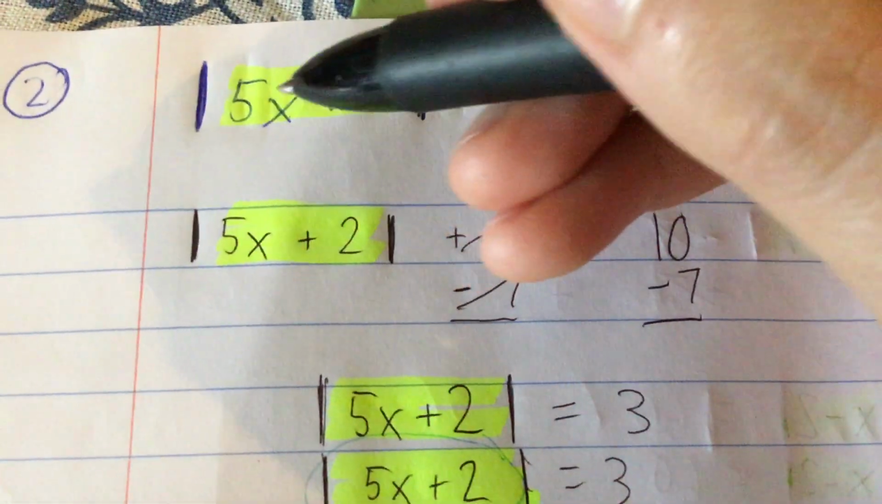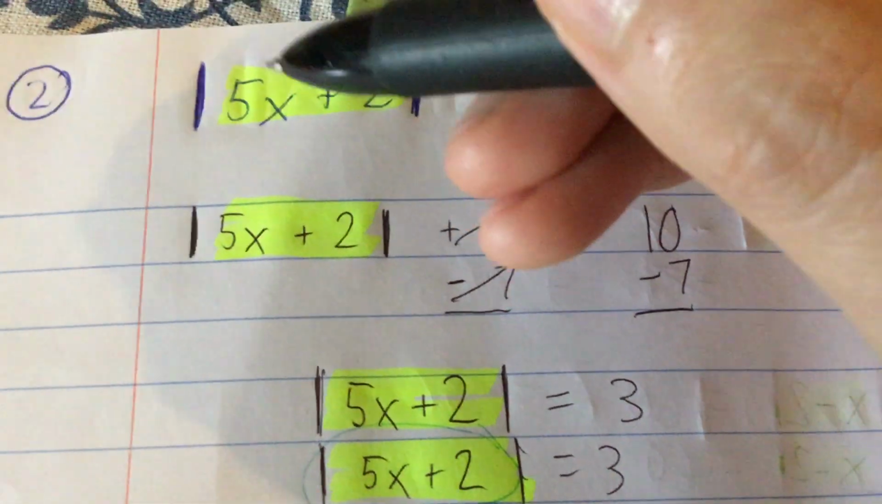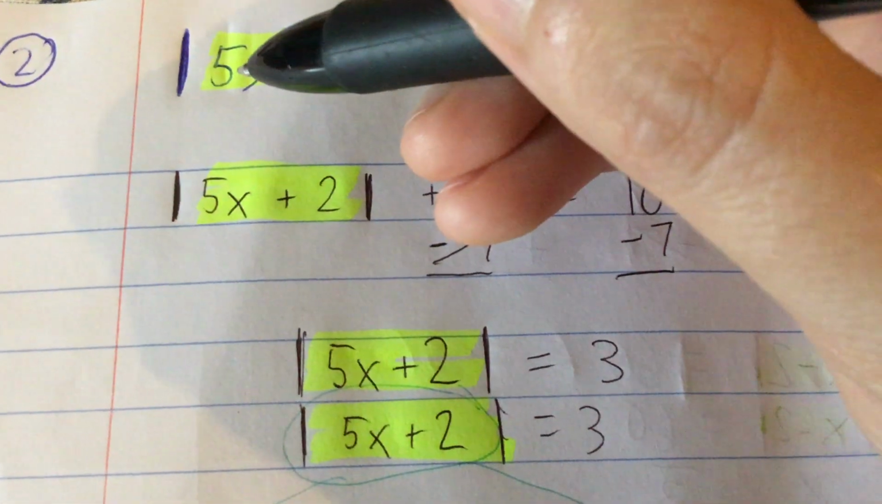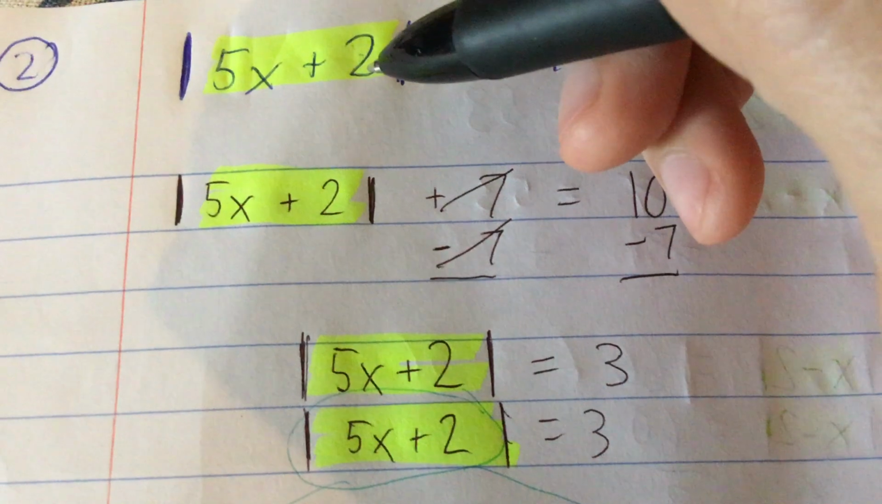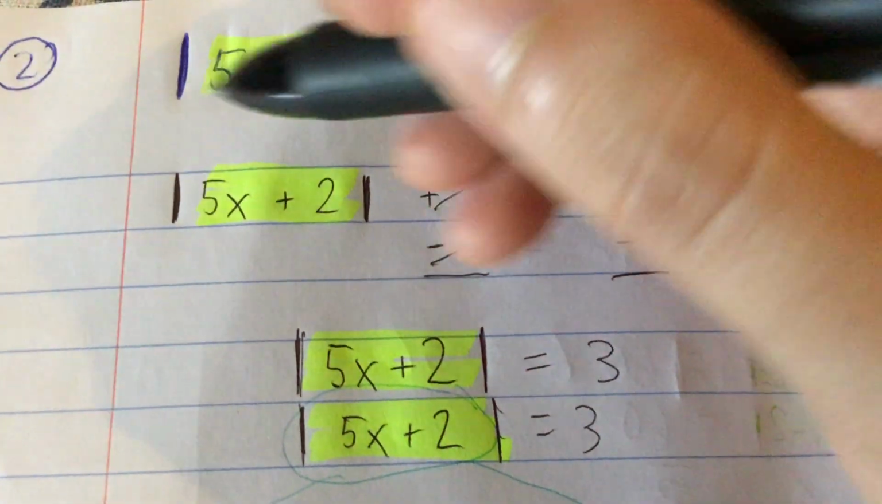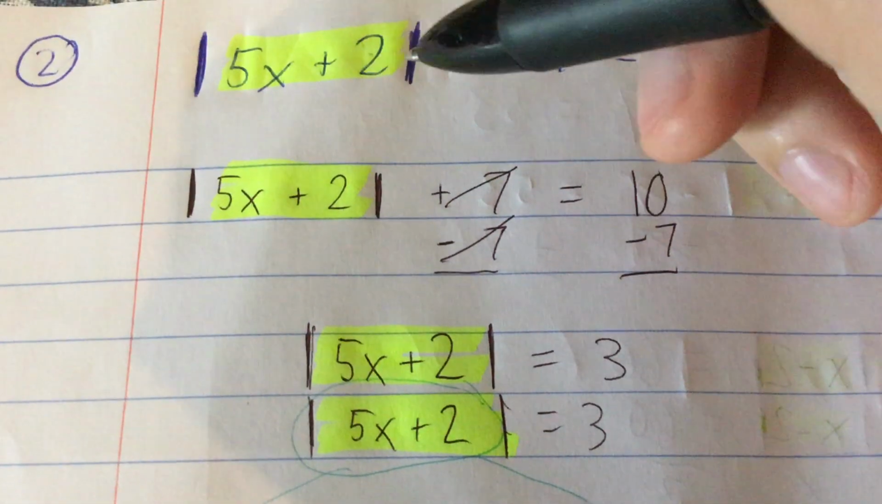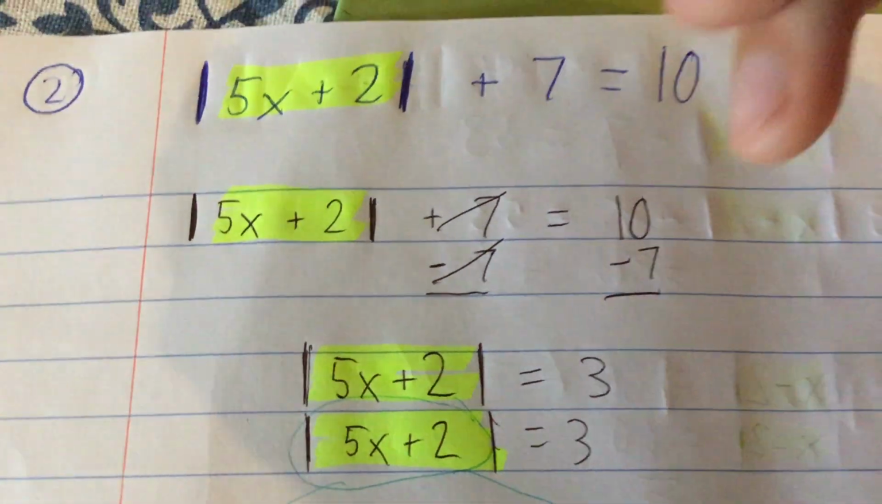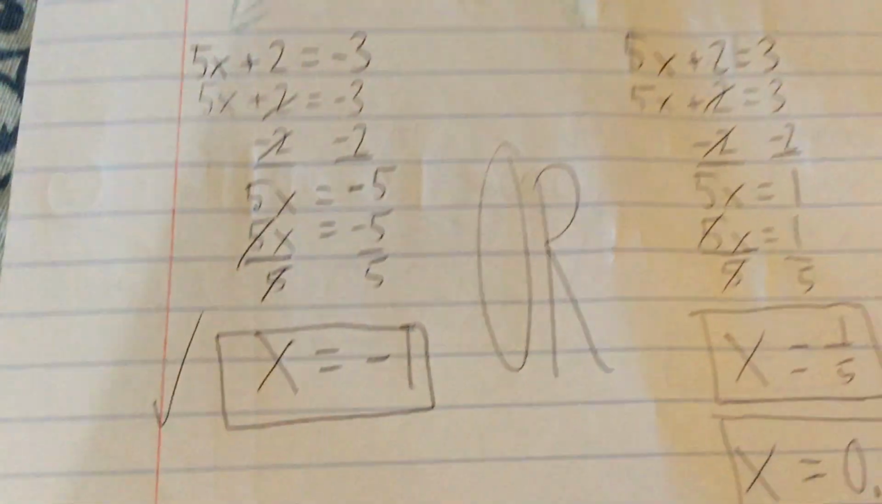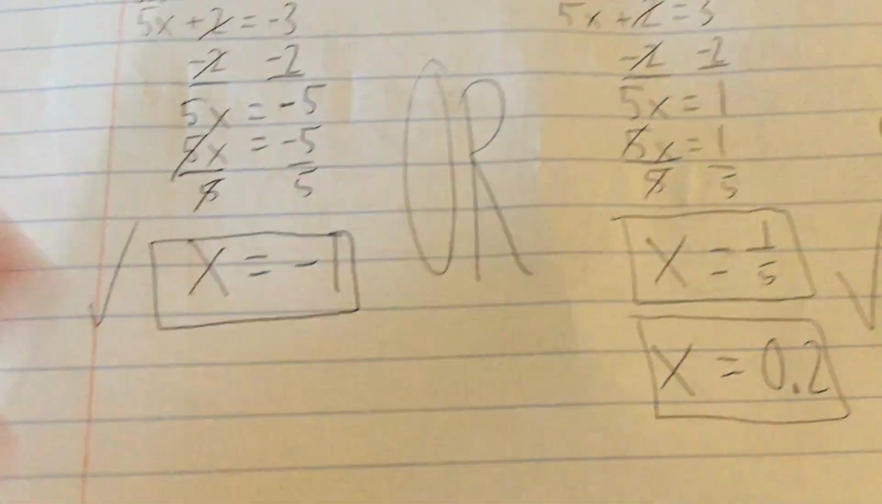Let's plug in x equals negative 1 now. 5 times negative 1 is negative 5. Negative 5 plus 2 is negative 3. The absolute value of negative 3 is 3. And then 3 plus 7 is 10. So that's how you check your work. Okay, now let's move on to problem number 3.